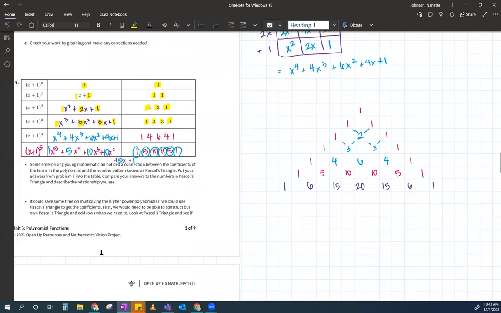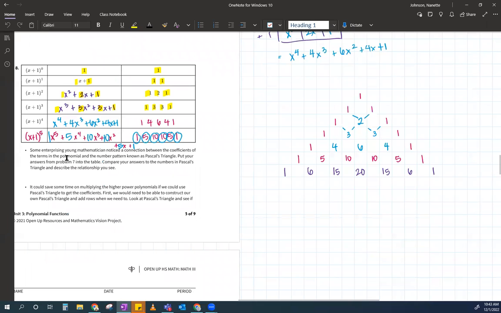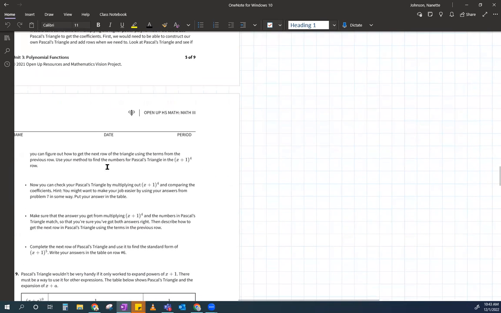Okay. So we're just going to continue. So some enterprising young mathematician noticed a connection between the coefficients of the terms of a polynomial and the patterns of Pascal's triangle. Put your answer for problem 7 into the table. So we already did that. Compare your answers to the numbers in Pascal's triangle. We did that. Describe the relationship you see. We did that. It could save you some time on multiplying the higher power polynomials if we could use Pascal's triangle to get the coefficients. But first, we need to be able to construct our own Pascal's triangle and add rows when we need to. Look at your triangle and see if you can figure out how. Okay, we did that.